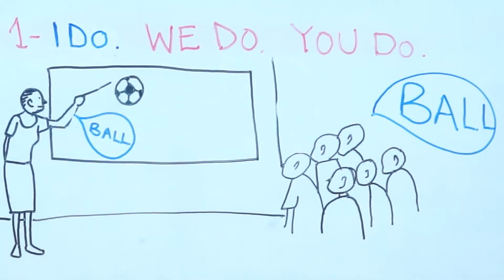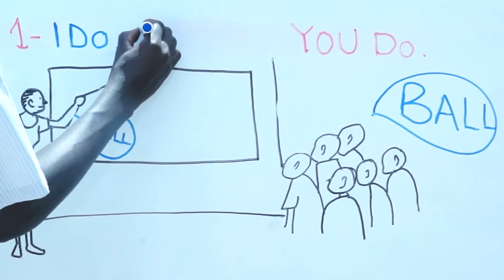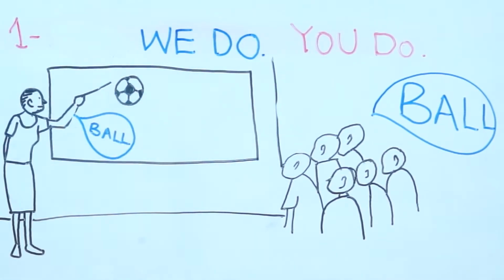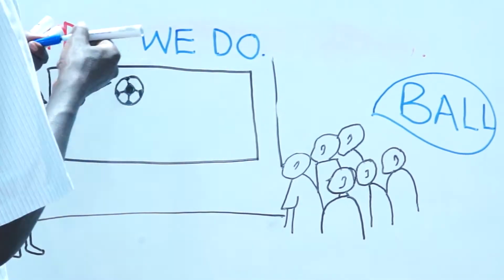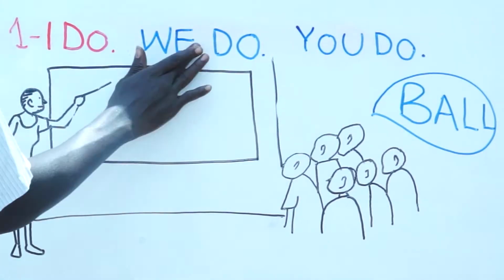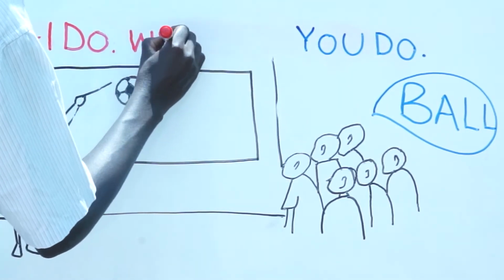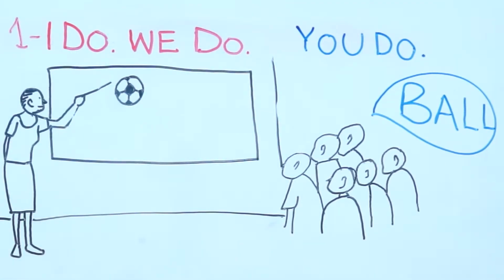I do. Next, the teacher asks the pupils to do this task together with her or him. We do. Finally, the teacher has the pupils, either as a group or individually, do the task on their own. You do.